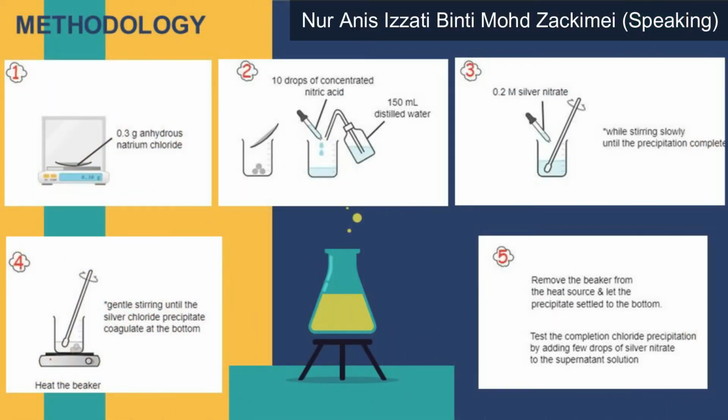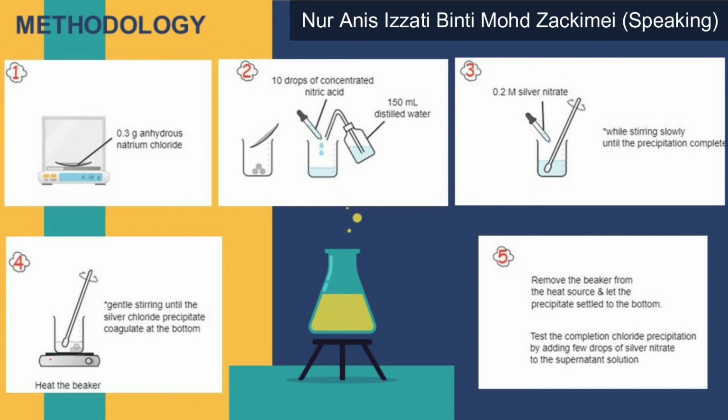First, we need to weigh exactly 0.3 gram of anhydrous sodium chloride. Transfer it into a clean 250 ml beaker, add 150 ml distilled water and 10 drops of concentrated nitric acid. Then, add 0.2 molar silver nitrate using a dropper while stirring slowly until the precipitation is complete.